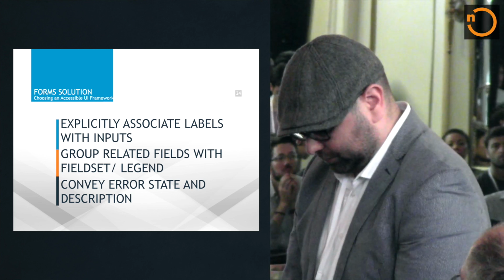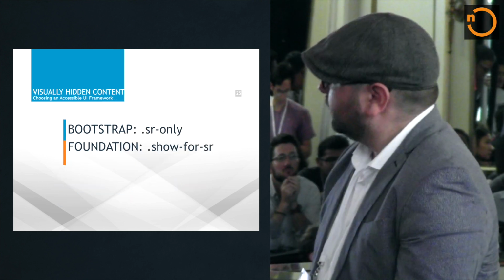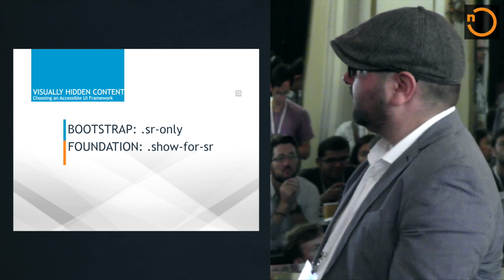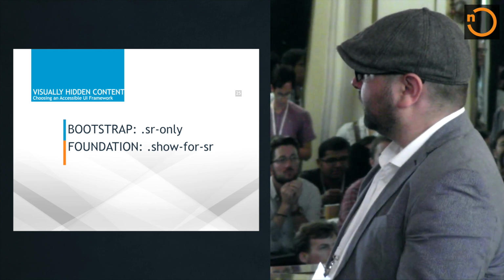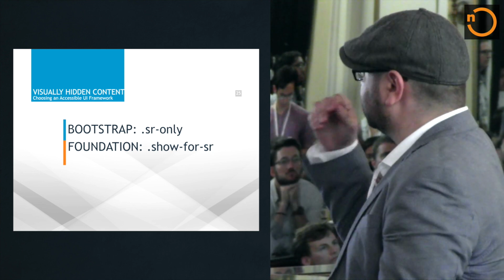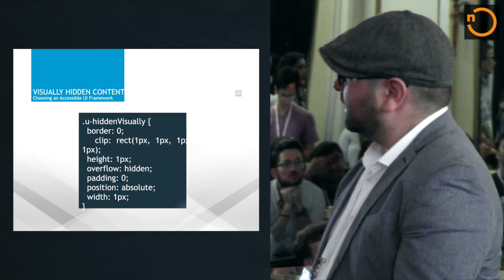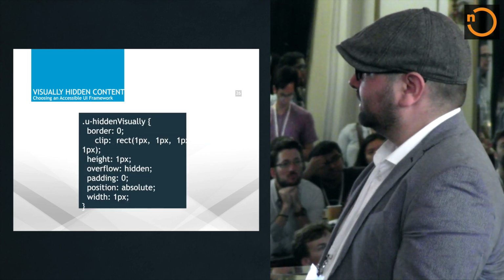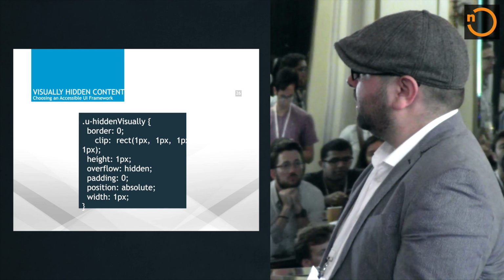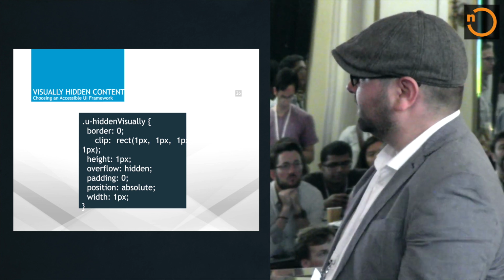All right, so for the visually hidden content that I was talking about, Bootstrap and Foundation actually provide classes already for you. For Bootstrap, it's sr-only, and for Foundation, it's show-for-sr. In any case, this is the CSS that I use. This is standard for hiding content visually. Pretty much everyone that needs to do this will use these exact properties.